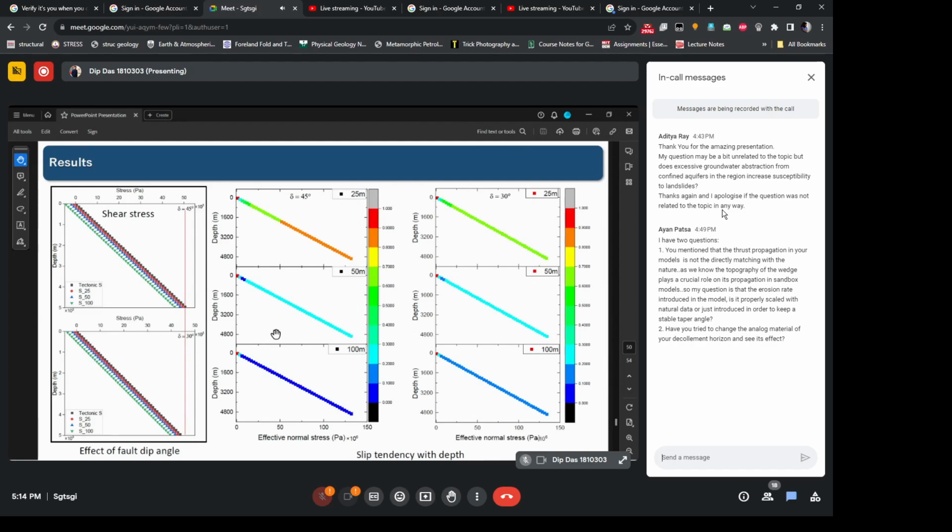There is another question. Have you tried to change the analog material of your décollement and see the effect? No, we only used glass beads. You also used sandpaper to create high friction. Oh, yes, for the basal décollement I used sandpaper of different grit sizes, but for the intermediate décollement I didn't use any other material, only glass beads. Some people use mica layers and so on, but I used only glass beads.